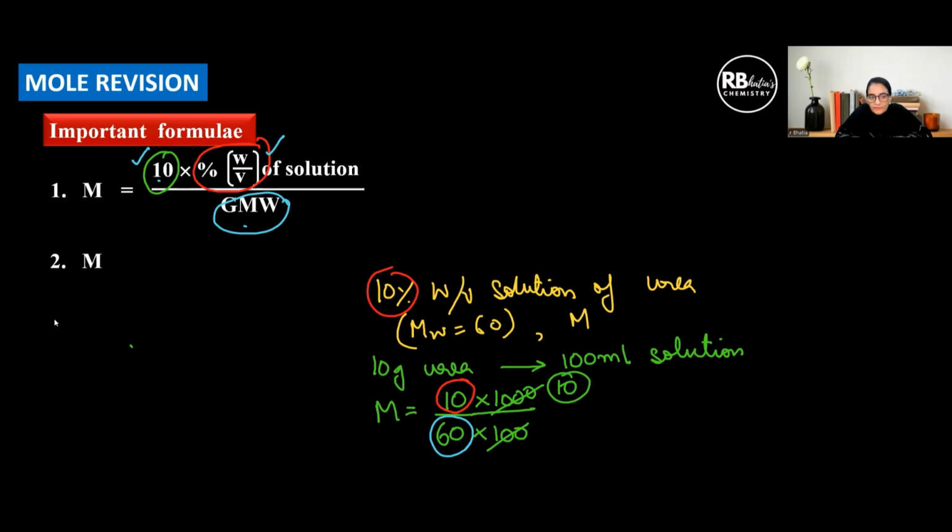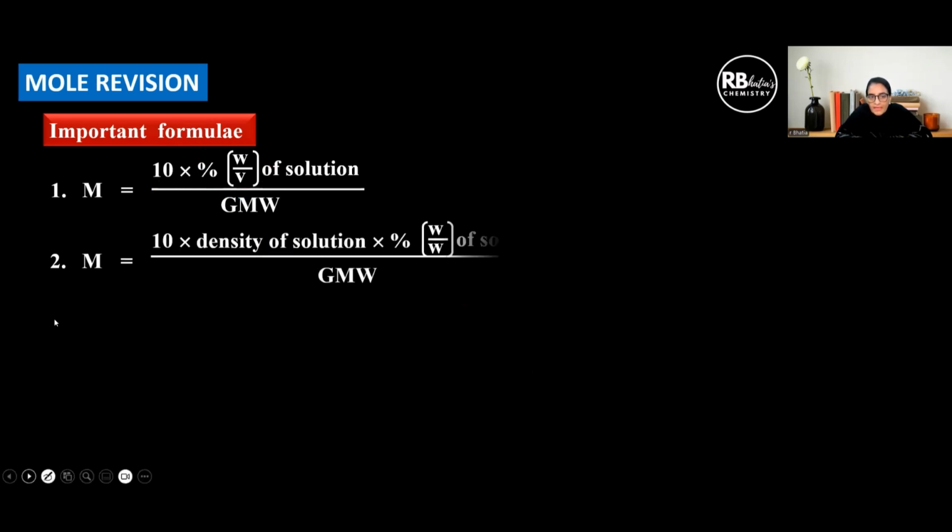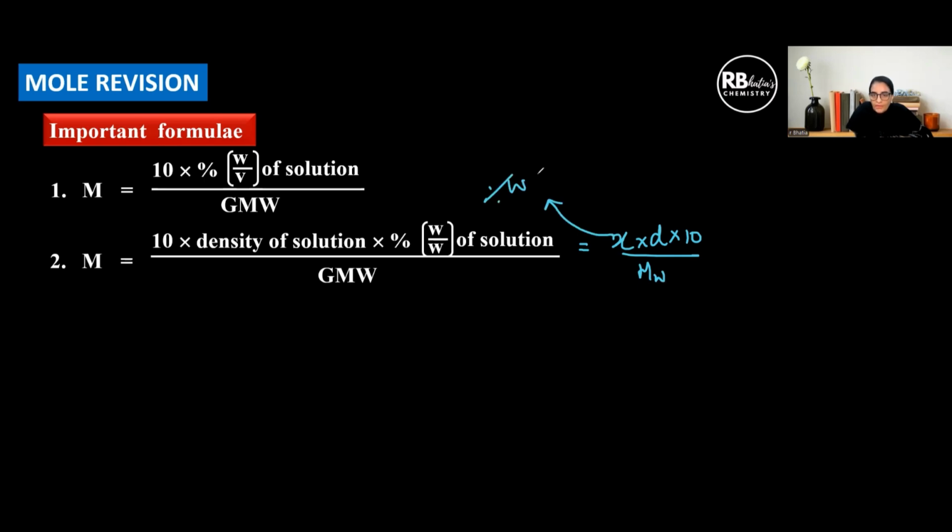Clear? Now, the second formula that we use is 10 into density into percent weight by volume of solution upon gram molecular weight. We sometimes also learn it as X D 10 upon molecular weight, where X specifically is percent weight by weight. Remember, in the earlier formula it was percent weight by volume. Here it is percent weight by weight, and hence we include the term density, where density has to be in gram per cc. This is 10 and this is molecular weight.